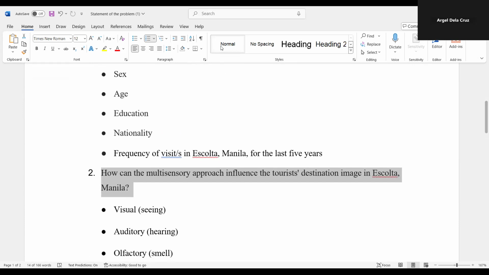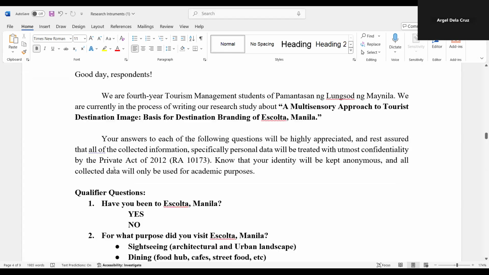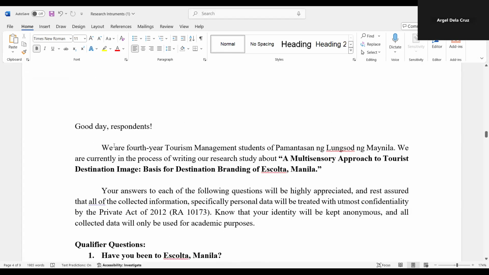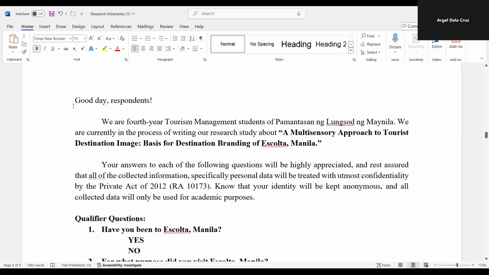So now, balik na tayo sa SOP or sa instrument. So sa instrument po, the first part of the instrument is what we call the inform and consent. Ini-inform natin yung respondents kung sino tayo, anong purpose natin, at ano yung gagawin natin sa data nila. Example, we are the fourth year blah blah blah in study blah blah blah. Your answer to each of the following questions will be highly appreciated and rest assured that all of the collected information, specifically personal data, will be treated with utmost confidentiality by Private Act or by Data Privacy Act.